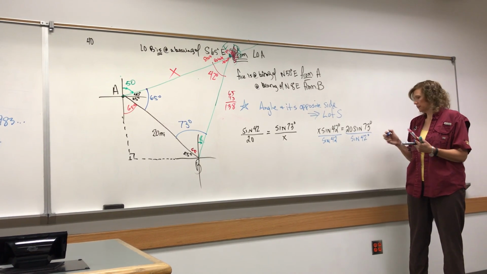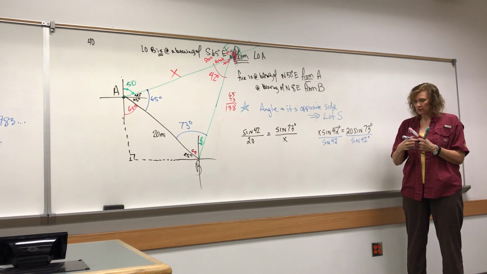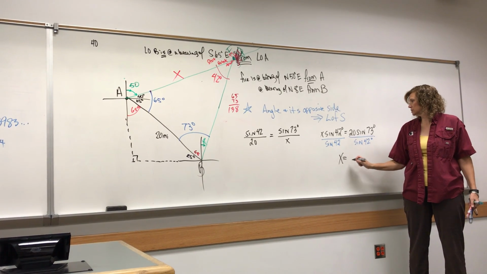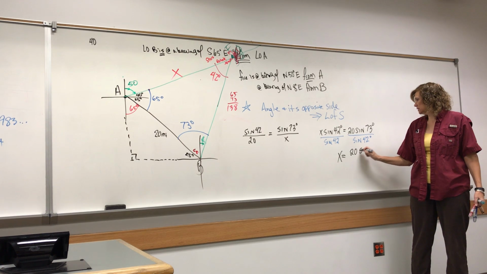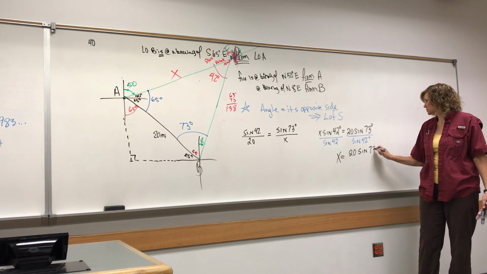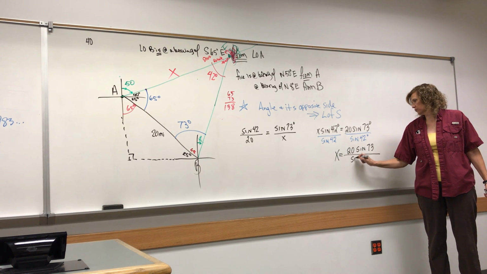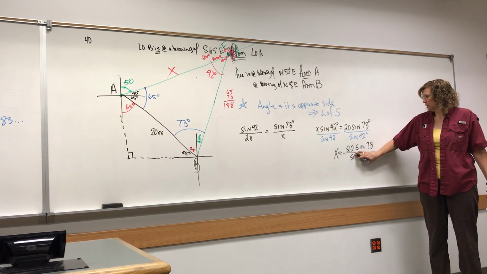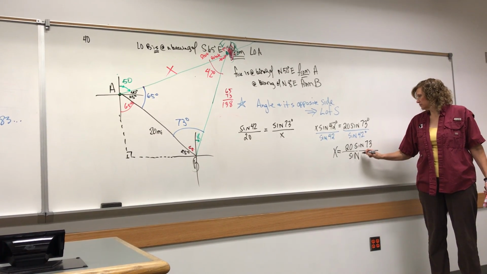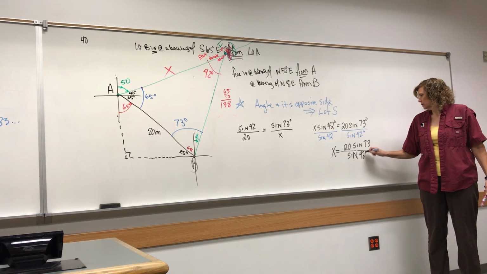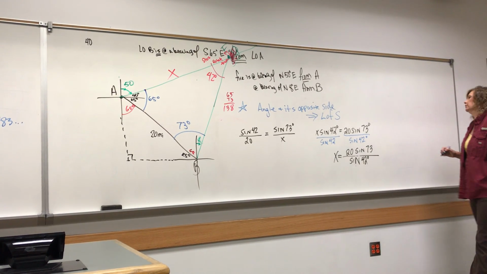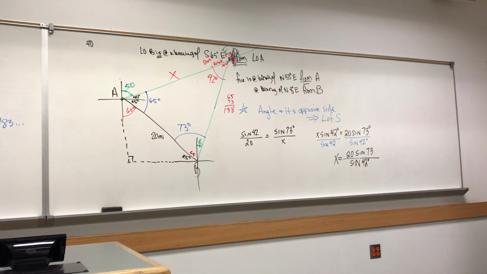Again, on this test you have a calculator. On your final exam you probably won't. So if this was a final exam question, you would leave your answer as 20 times the sine of 73 divided by the sine of 42, and you'd be done. However, we are going to punch this up and be careful.